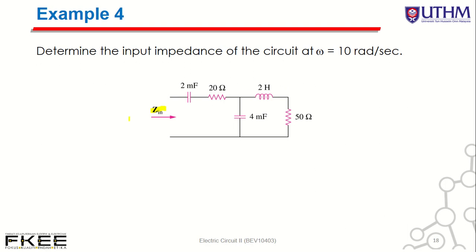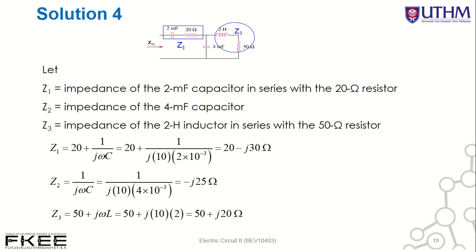First of all, what you need to do is convert from time domain to phasor domain, or frequency domain. Because this part is in series, you can call it Z1, the combination of ZC and ZR. So your Z1 equals 20 plus 1 over j omega C. You can use your calculator to get this. This is Z1.